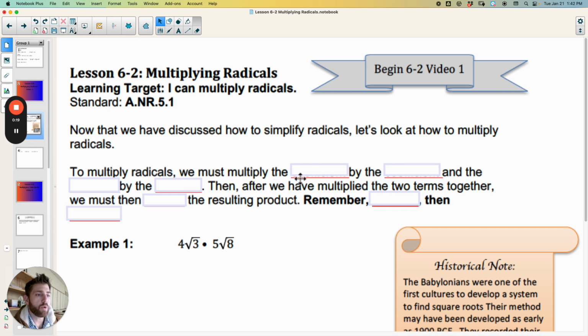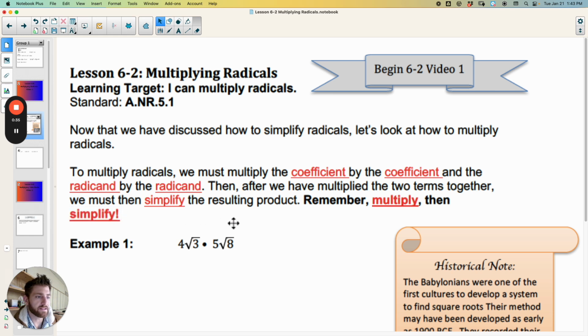In order to multiply, you must multiply the coefficient by the coefficient and the radicand by the radicand. And then after you have multiplied the two terms together, you must simplify. This last little step here, I'm actually going to do an amended version of that, where we multiply by writing it as a product of two numbers, because that saves us some time, but you'll see what I mean here in a second.